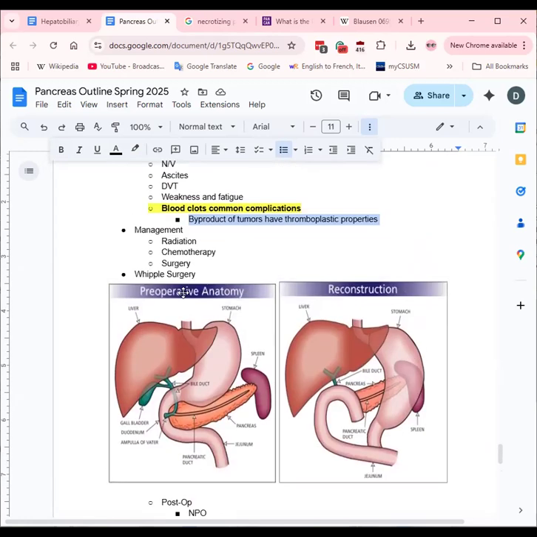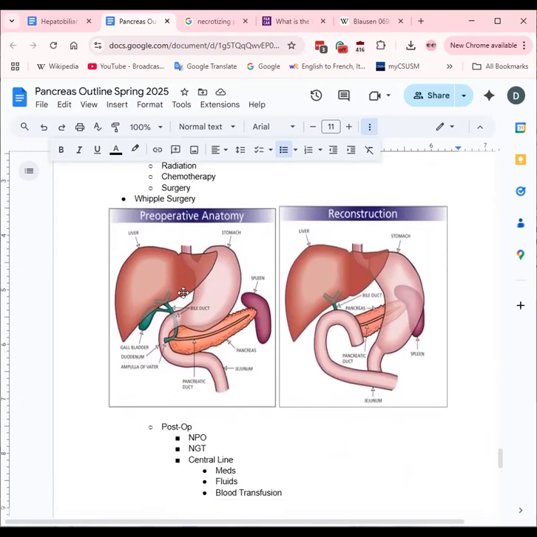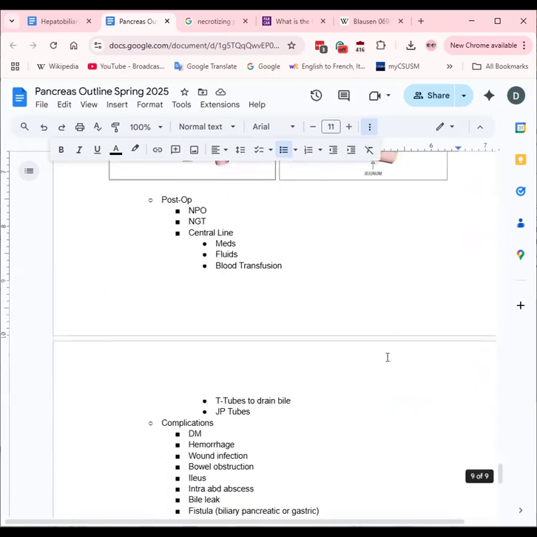He does very lightly talk about Whipple surgery. I do have a picture just so you can see how crazy it is. They completely rearrange your insides. Pretty crazily, actually, if you look at it. Probably the only thing I would really worry myself about with this is knowing some of the post-op.